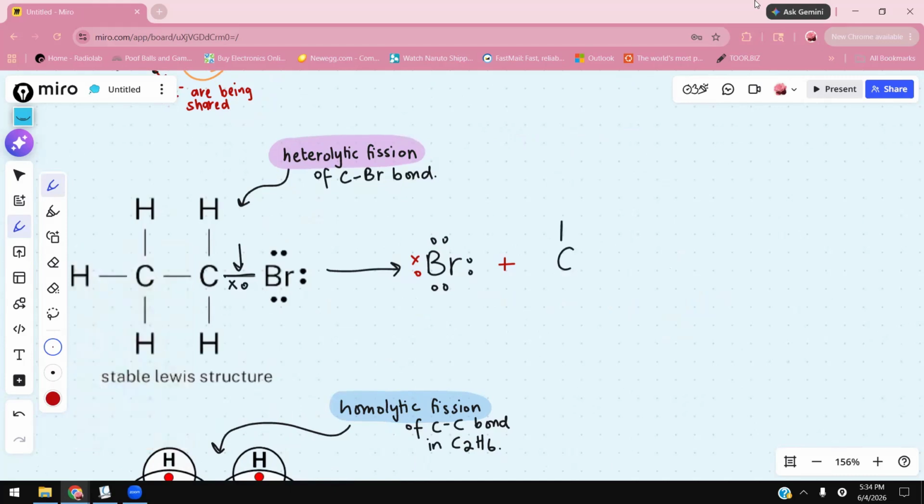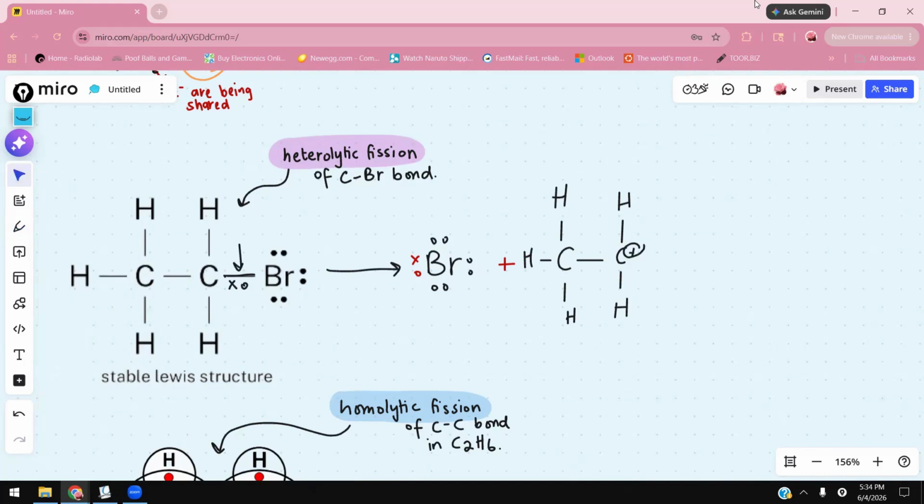So we have CH3, with a positive charge on it. See? So we have two species, both of them charged, an anion and a cation. So this was an example of heterolytic fission.